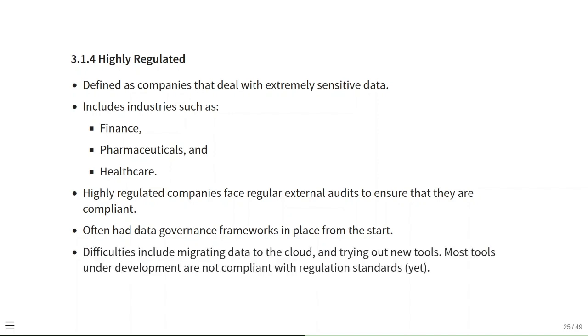Difficulties include migrating data to the cloud and trying out new tools, since most tools under development are not compliant with regulation standards yet. They might be when they are approved.